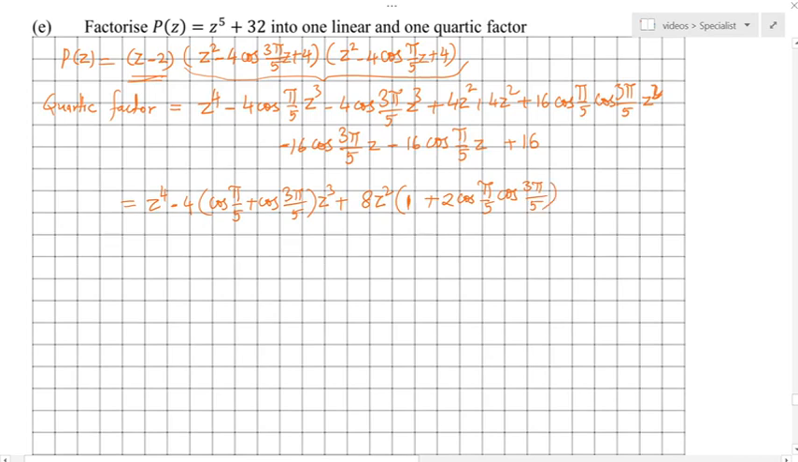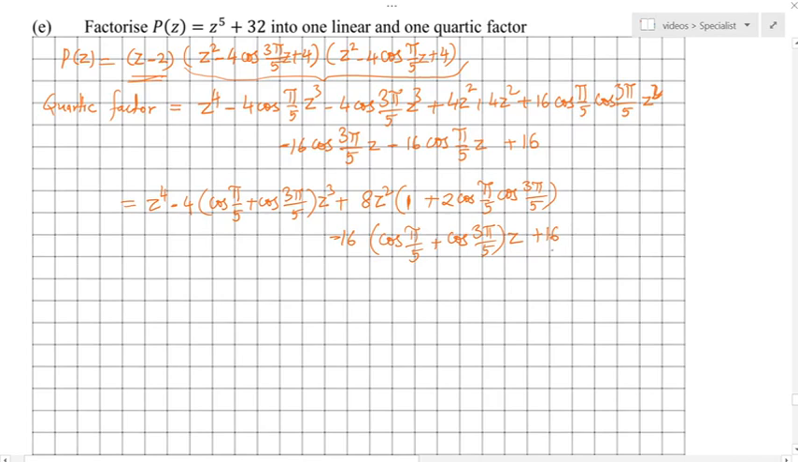That's your z square term, and then the z term is again 16 and 16, so you can take out 16 common and you're left with cos pi over 5 plus cos 3 pi over 5, plus 16. So this is your quadratic factor, and if you want to factorize into one linear and one quadratic factor, one linear factor is z minus 2 and this is our quadratic factor.